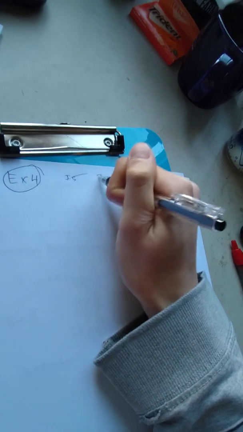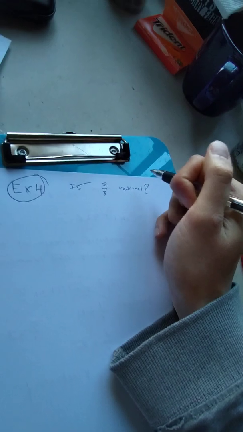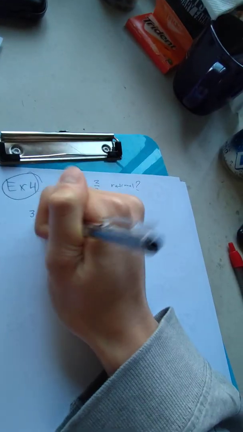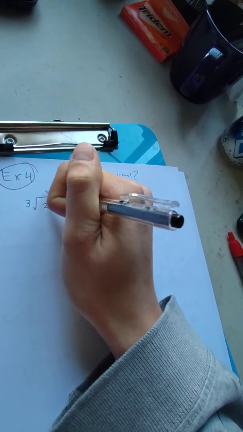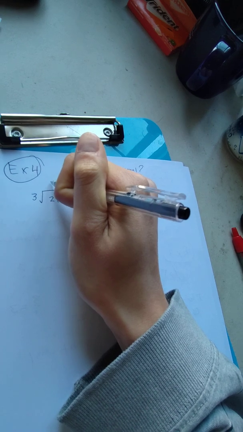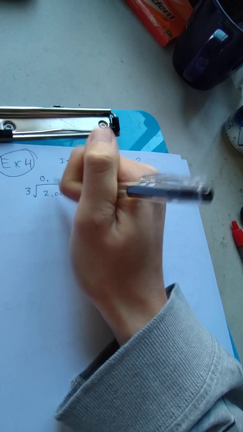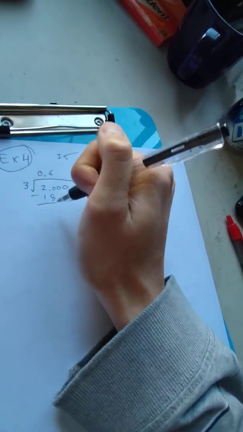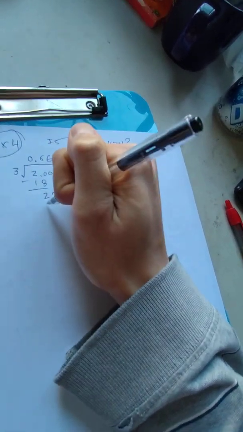And then the last example for this lecture is, is 2 over 3 rational? So I'm going to solve it. We put a decimal right there. How many times does 3 go into 2.0? That'll be 6 times, so 18. Then 20. How many times does 3 go into 20? 6 times.